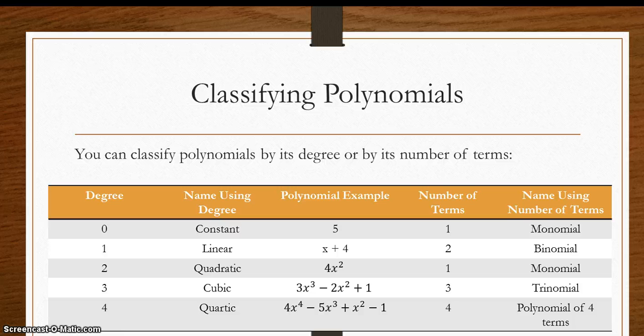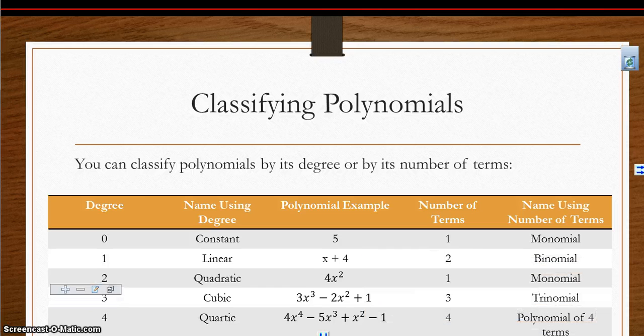You can classify polynomials by their degree and or the number of terms. If we have one term, it could be anything. This particular one is a 5. One term, we call that a monomial. 2 terms is a binomial. 3 terms is a trinomial. 4 terms, we just use generic polynomial. Remember, terms are separated by plus signs and minus signs. So for instance, 1, 2, 3, 4. That's how we're getting our number of terms.